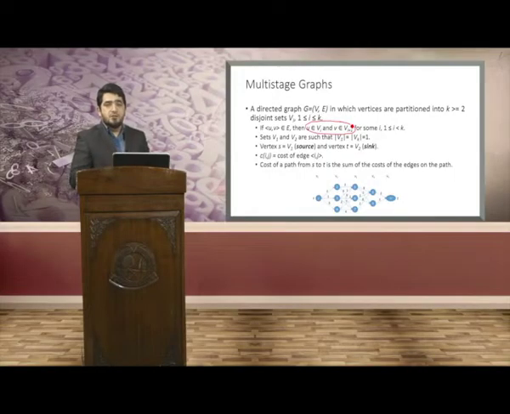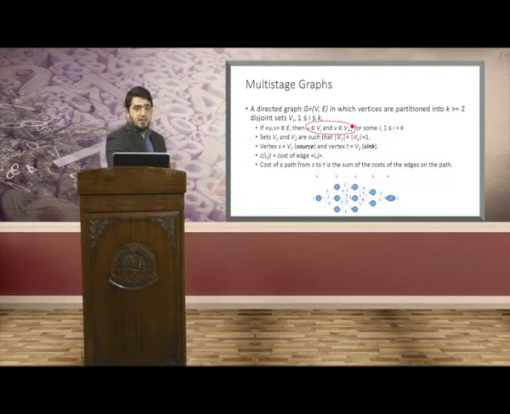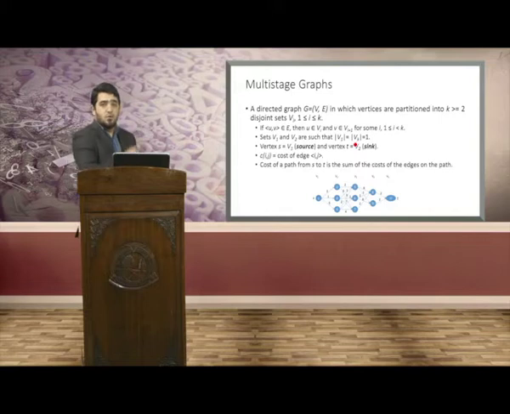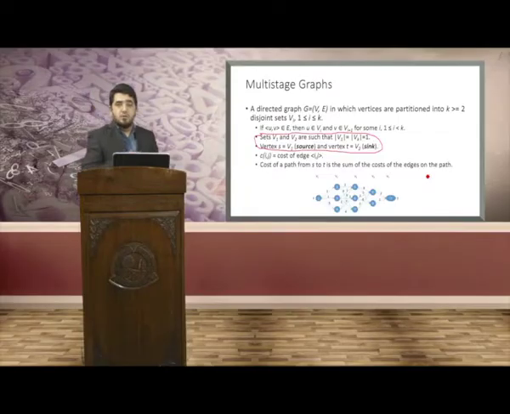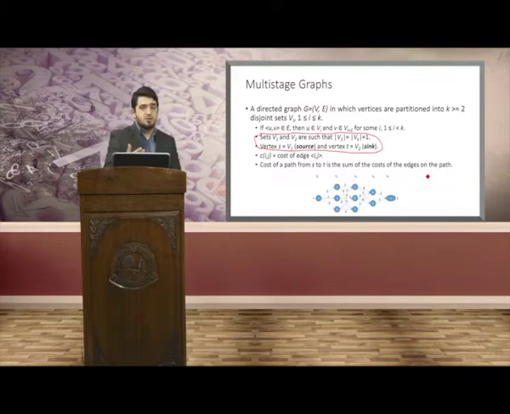Another property of this multistage graph is that the first set and the last set both have a single node: node 1 in V1, stage 1, and node n in the last stage, Vk. The lone vertex in the first stage is known as the source, and the lone vertex in the last stage is known as the sink, and they are represented by S and T respectively.